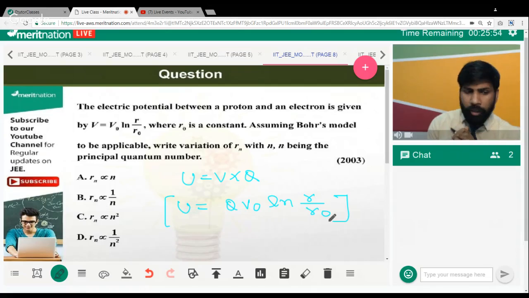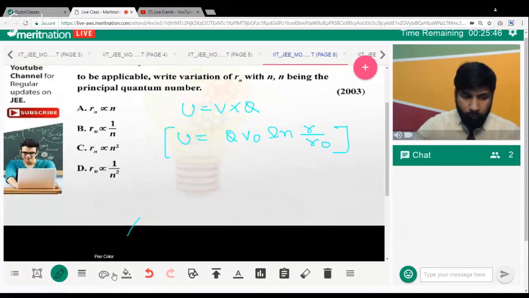Now what we can do here, simply, students, we can use the relation between the force and potential energy to get the value of F. How? Let me show you. We know that force is equal to minus dU by dx. This is a relation.